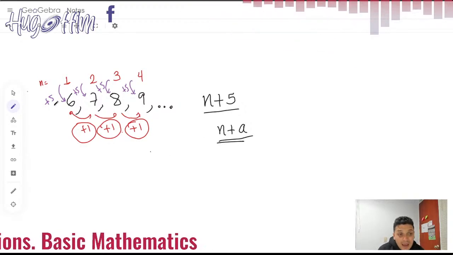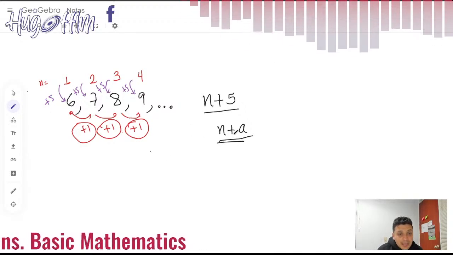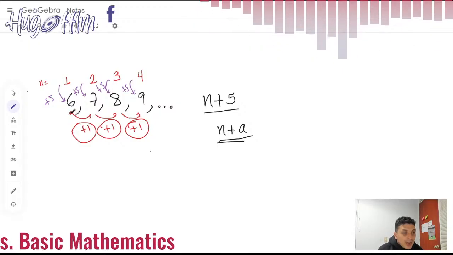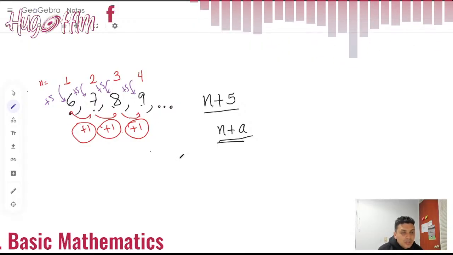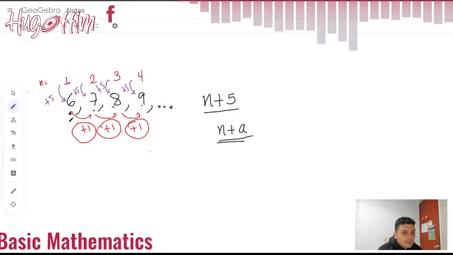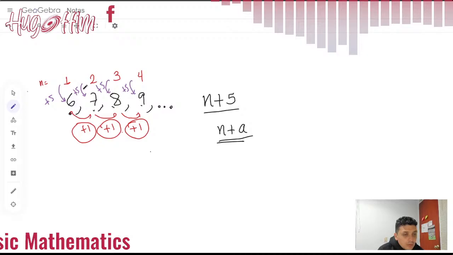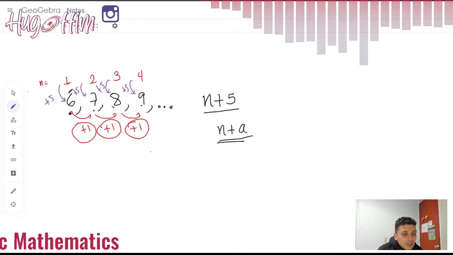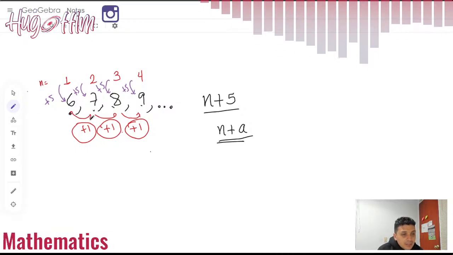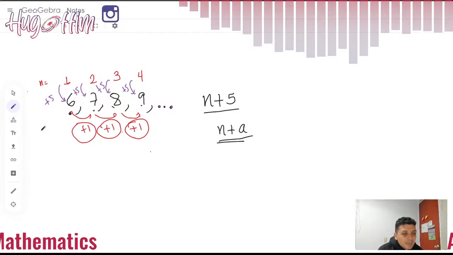So how can I identify the sequence n plus a? Observe that you're adding 1 each time to each term. After you observe this, you can list the n term 1, 2, 3, 4 and identify what is the number you're adding. This applies for any sequence.